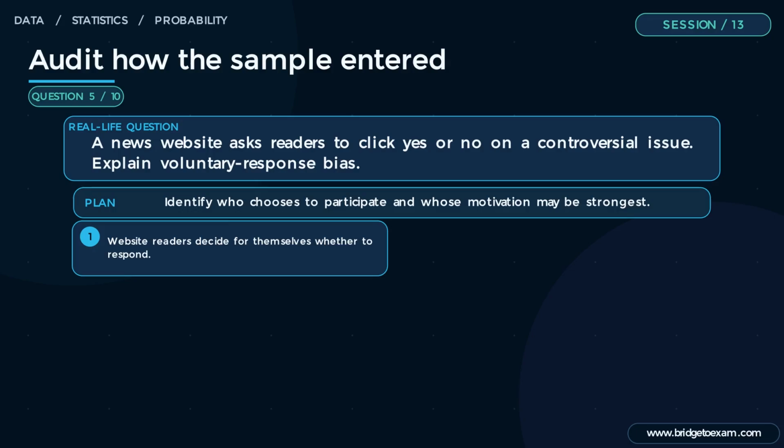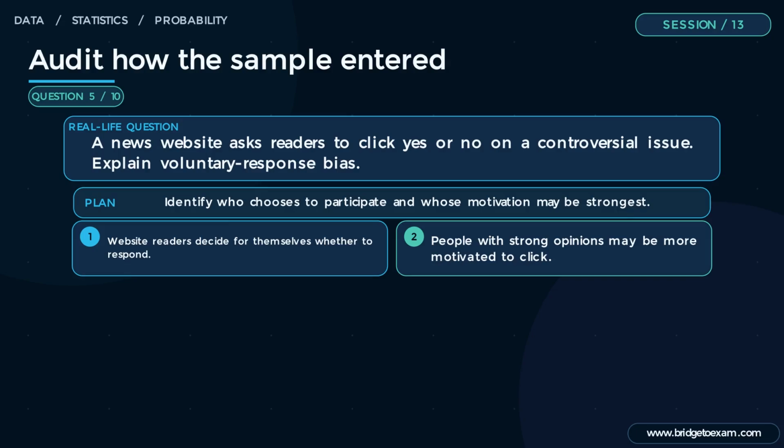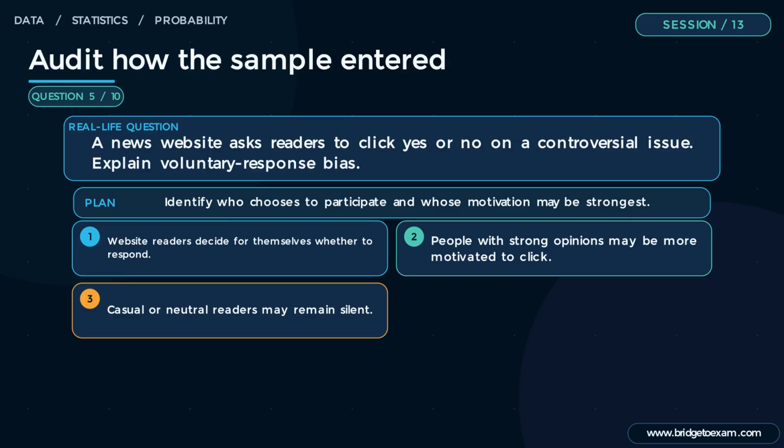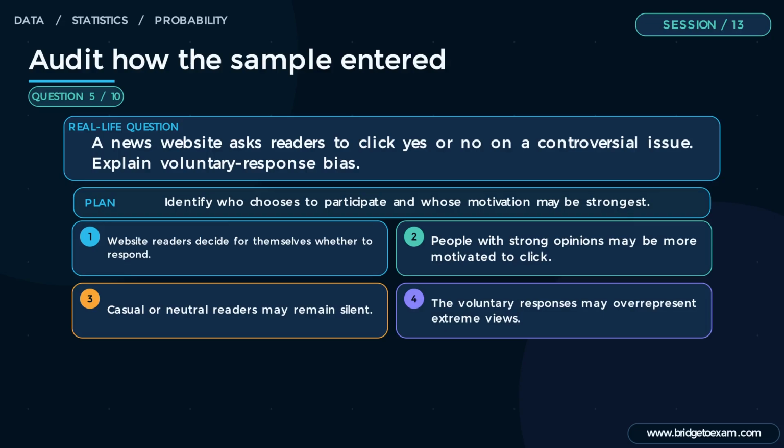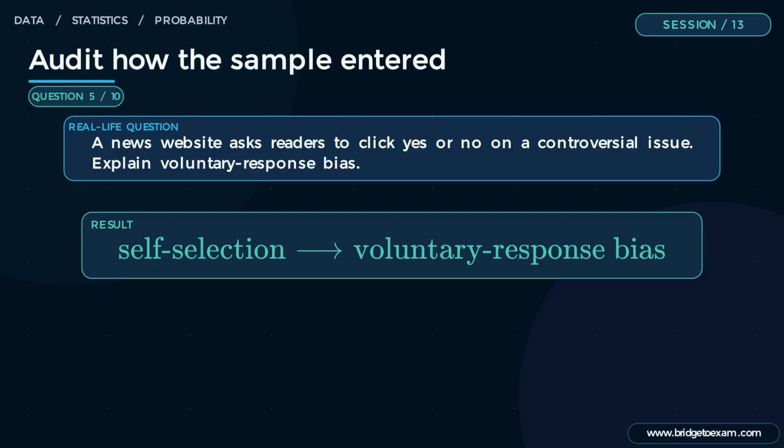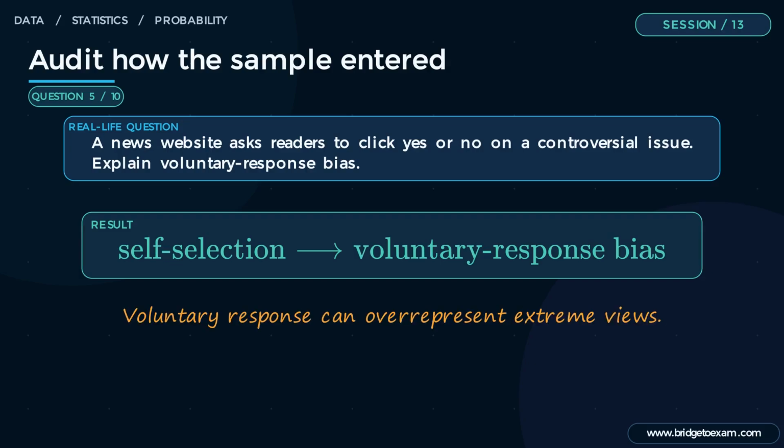Step 1. Website readers decide for themselves whether to respond. Step 2. People with strong opinions may be more motivated to click. Step 3. Casual or neutral readers may remain silent. Step 4. The voluntary responses may overrepresent extreme views. Quick check. A large click total does not make self-selected responses representative of the wider public. This matters in real life because media polls are engagement tools unless selection and population coverage are carefully designed.